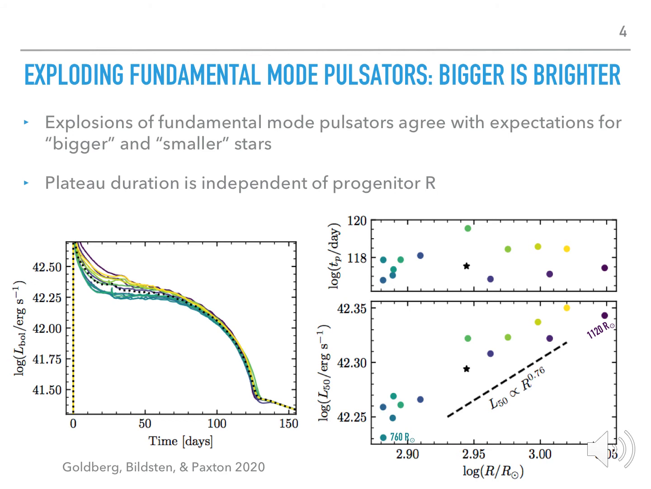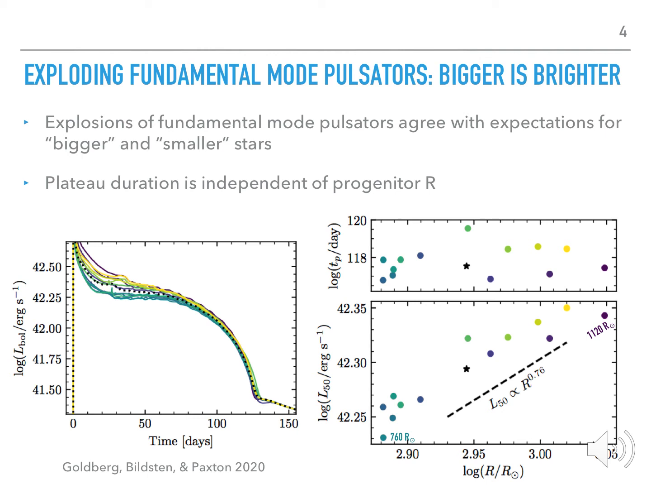So what did we learn? Well, first of all, explosions of fundamental mode pulsators agree pretty well with our expectations for bigger and smaller stars. So explosions near pulsation maximum, like the yellow and purple lines, will produce brighter explosions, and near pulsation minimum, that's radial minimum, like the teal lines, will produce fainter explosions than the dotted line, which is the explosion of the unperturbed model. The scaling also agrees pretty well with the Popov scaling, or with our scalings from our 2019 paper, as seen in the lower right-hand panel of the lower right-hand plot.